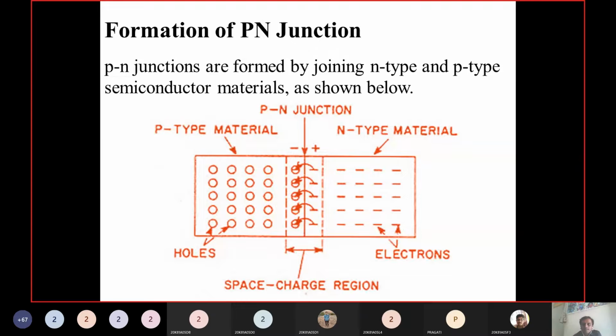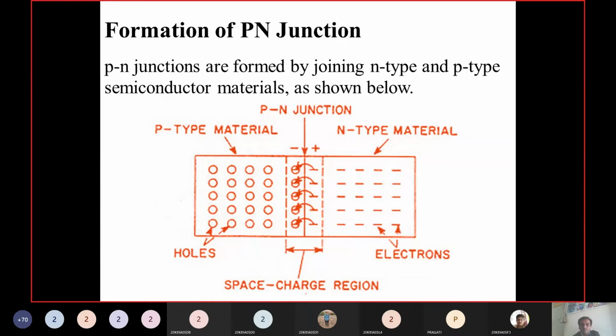Let us take metallurgical methods, by which we can form the PN junction diode. In metallurgical methods there are many ways. One way is, while preparing the semiconducting material at higher temperatures, one side is doped with a pentavalent atom and the other side with a trivalent atom. In that situation, a PN junction will be formed.